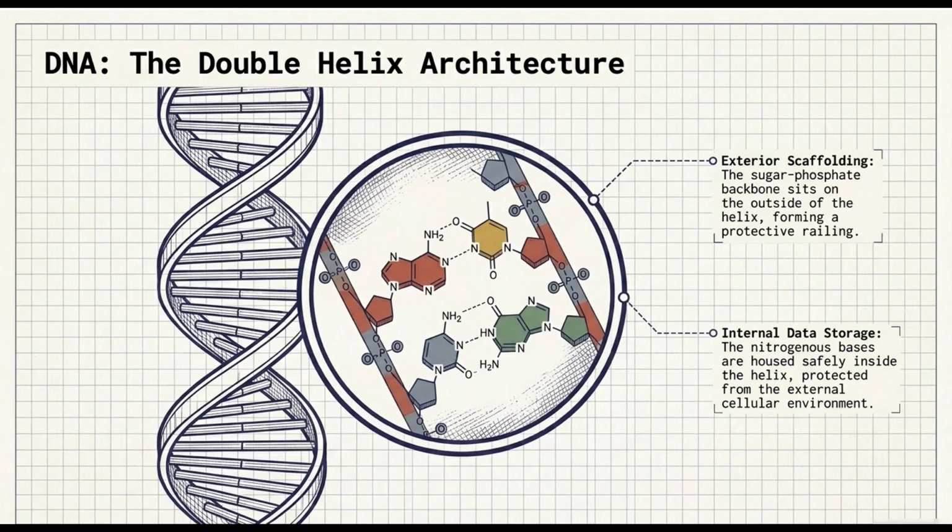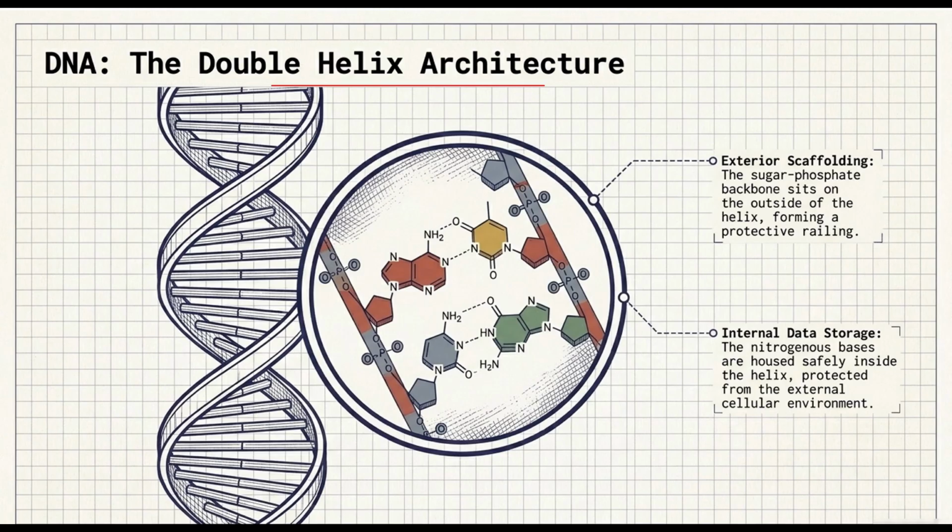Now let's see the double helix architecture of DNA. So DNA has a double helix structure made of two antiparallel strands. Okay, so the strands are antiparallel. The sugar phosphate backbone forms the outside of the helix, while the nitrogenous bases are stacked inside.